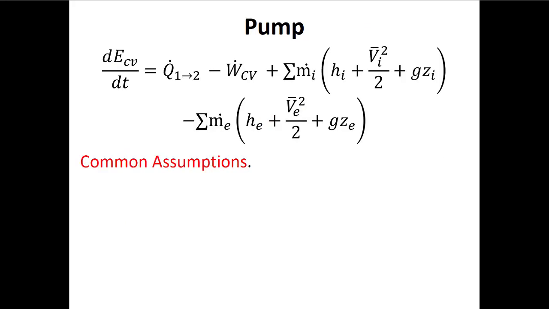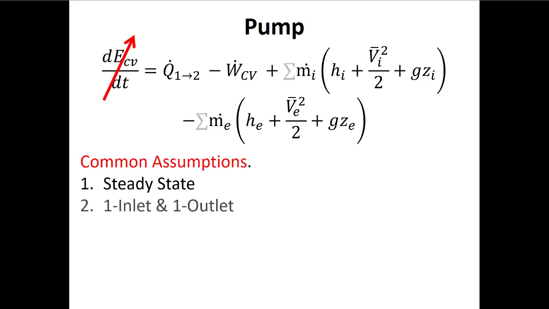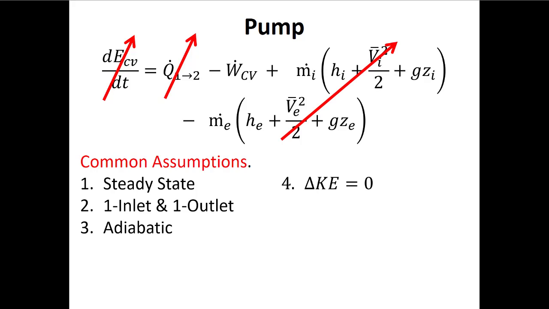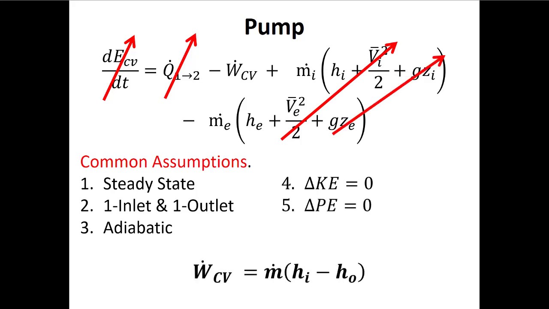And the analysis here is going to look just like it did for a turbine, where we'll say that it's at steady state, that there's one inlet and one outlet, that the heat transfer is very small compared to the power, that the kinetic energy change can be neglected, and the potential energy change can be neglected, and we get that the power is equal to m dot times H in minus H out. This is the same equation that we got when we were talking about the turbine.